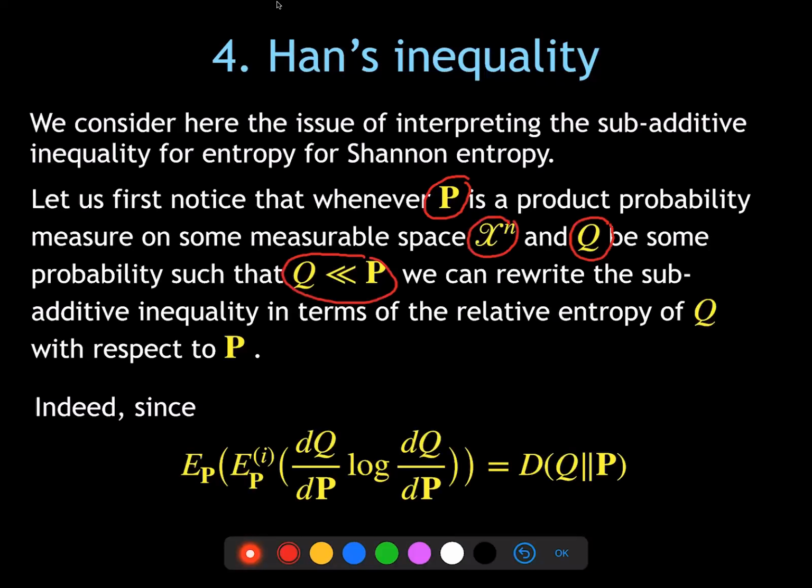So the first thing that we have to realize is that when you compute the expectation of the conditional expectation of dQ over dP log dQ over dP, this leads you to relative entropy, just because the expectation here cancels the conditional expectation. Okay? So this is the first remark.